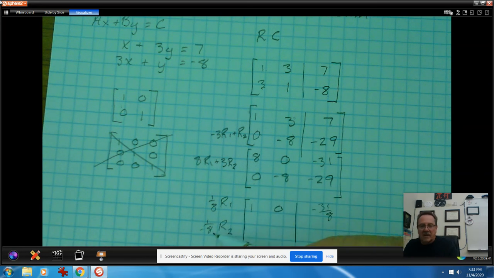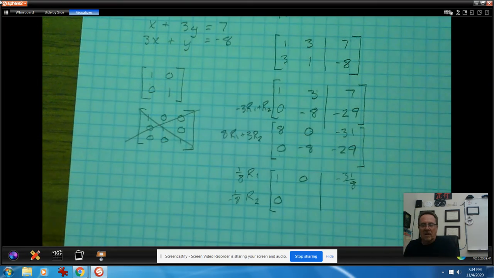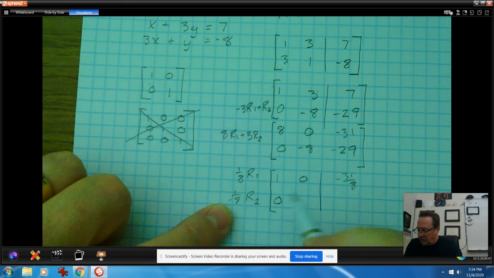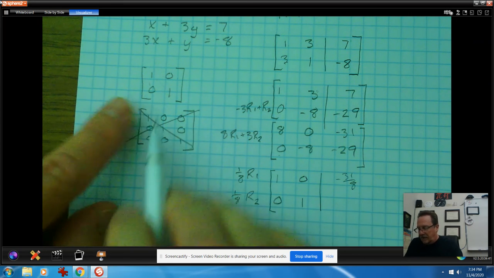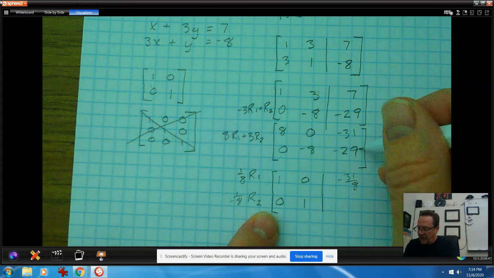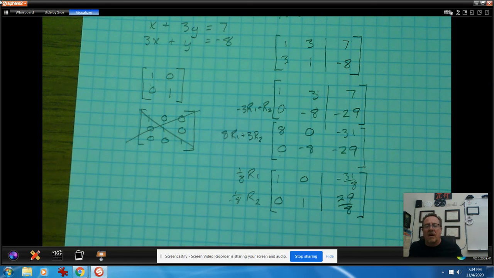So 0 times negative 1/8 is going to give me 0. But this next one, when I take negative 8 times negative 1/8, I'm going to get a positive 1. Again, this is the matrix I'm looking for. And finally, I have negative 29 times negative 1/8 is going to give me 29/8. So that was an ugly problem.